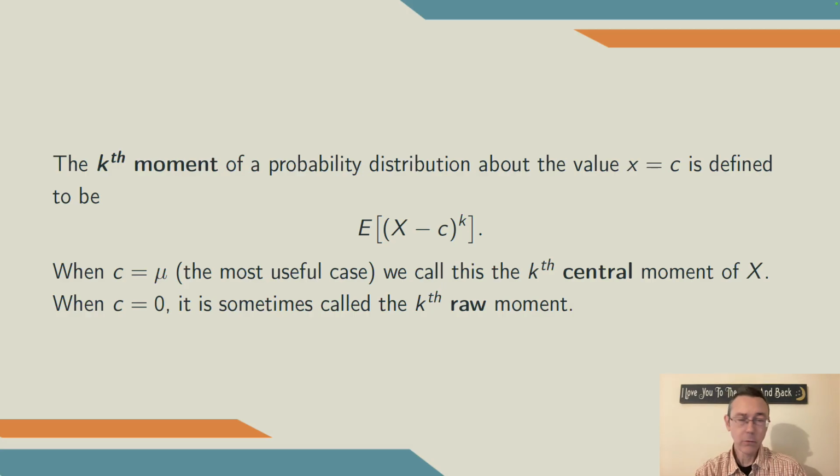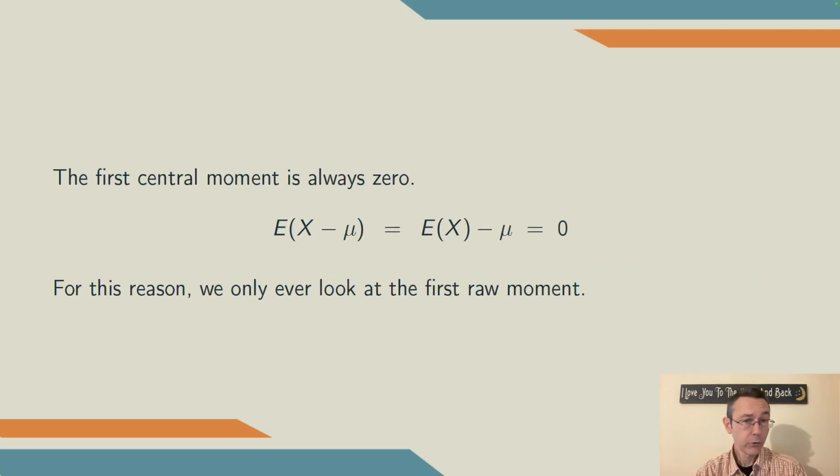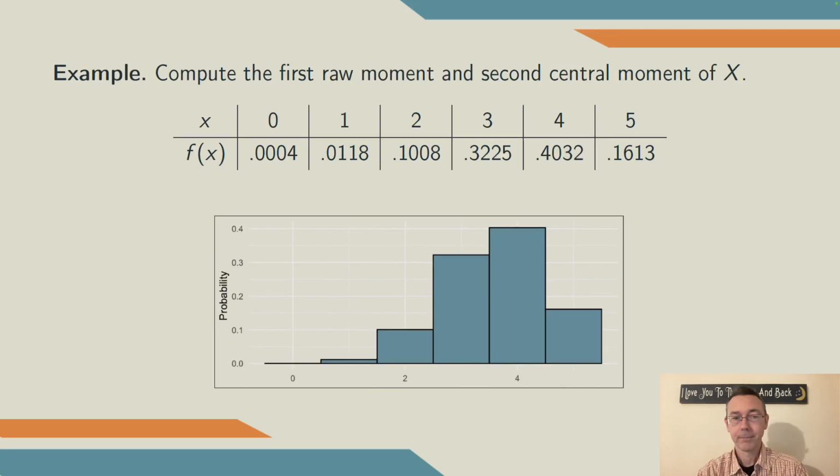And when c equals 0, which tends to be the one that's easiest to compute, we call that the kth raw moment. The first central moment of any distribution is always 0. So we don't tend to talk about the expected value of x minus mu, because that's just mu minus mu. And so we only ever really look at the first raw moment, that is to say the moment about 0. Before we go any further, let's do an example.